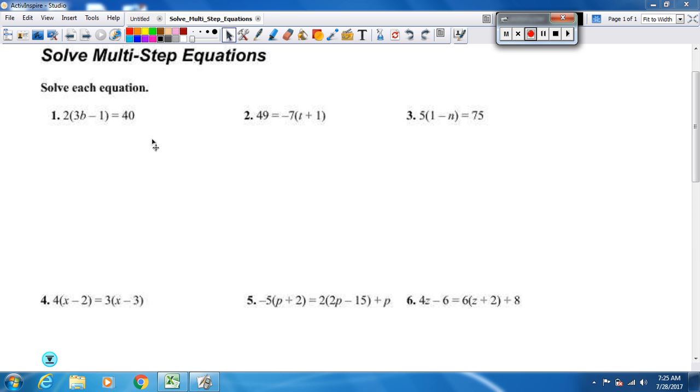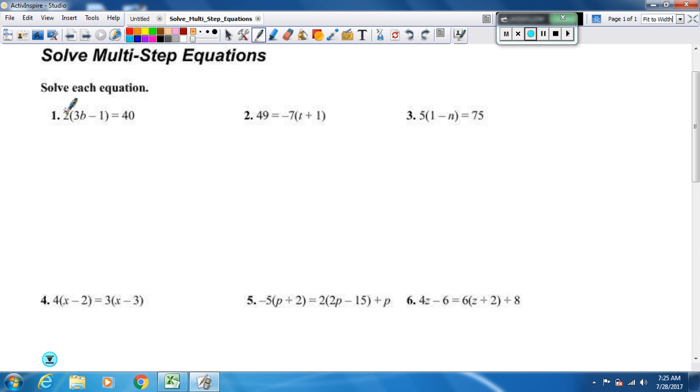Solving multi-step equations. Solve each equation. The first thing you want to do whenever there are parentheses in any equation is to get rid of the parentheses, and you have to do that by distributing. And when you get rid of parentheses, it doesn't matter if it's exponents or integers. When you're getting rid of parentheses, you are always doing it by multiplying.